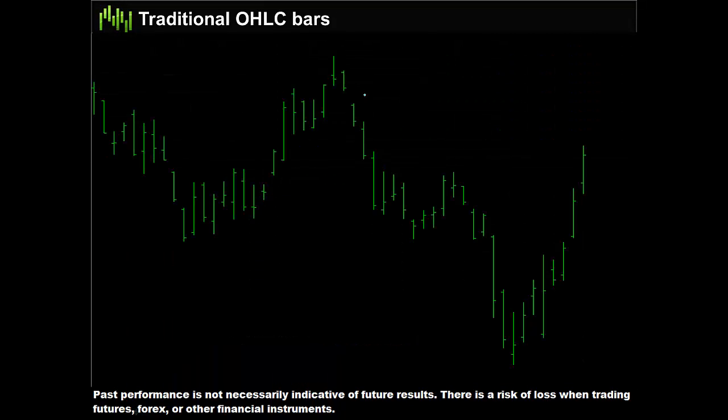Okay, now this is the traditional open, high, low, close bar chart. So you're used to seeing this. This is price over time. Very simple. As time passes, we get another bar, or if we get a specific number of transactions or ticks, we get another bar. So that's okay. That's how we've done it for 100 years. Next thing, so it's easy to understand.